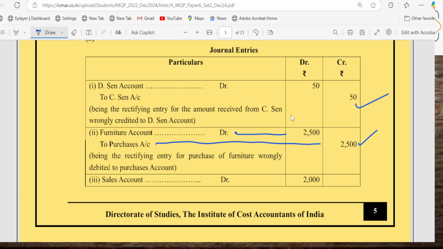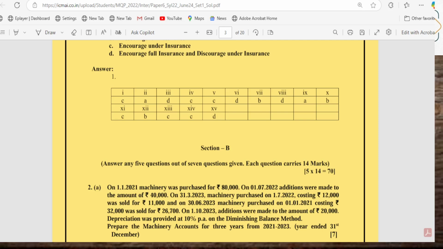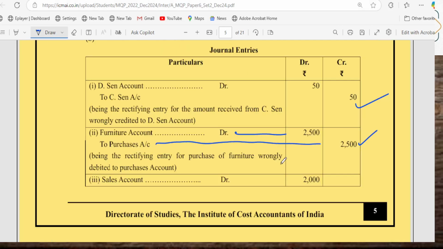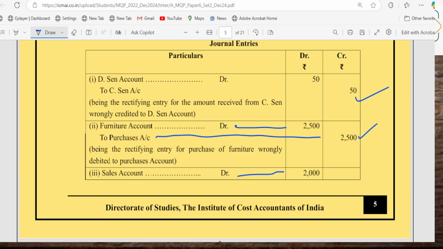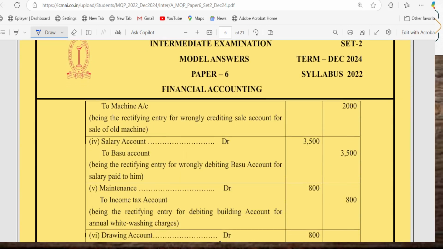What is the third one? Sale of furniture 2000 has been recorded in which account? Sales account னு கொடுத்திருக்காங்க. How to rectify? Debit what has been wrongly credited. Sales account debit to which account? Machinery account. Sales account debit to machinery account.